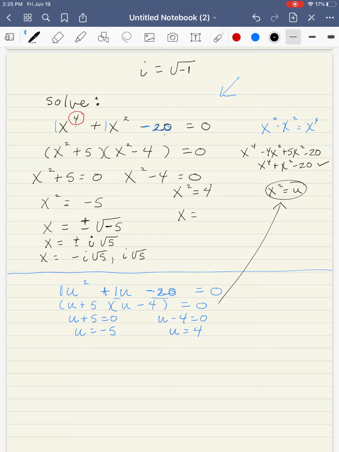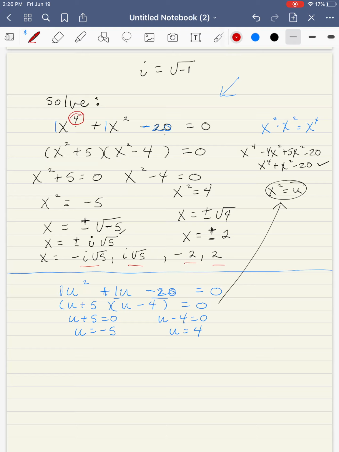And then I can do the same thing with this one, bringing the 4 across. That one's positive. So I have plus or minus the square root of 4. And this one simplifies. Over here, I couldn't simplify. 5 is prime. There are no perfect squares, so I have to leave it as an exact answer with the square root of 5. But the square root of 4 is a perfect square, which is 2. And I get my other 2 answers, -2 and 2.